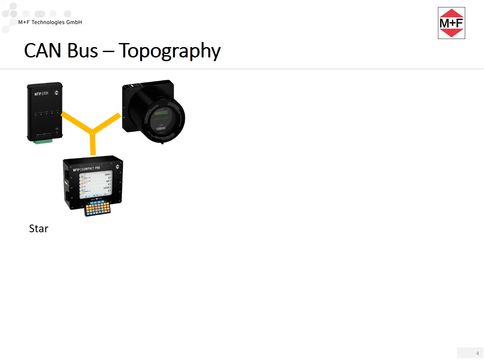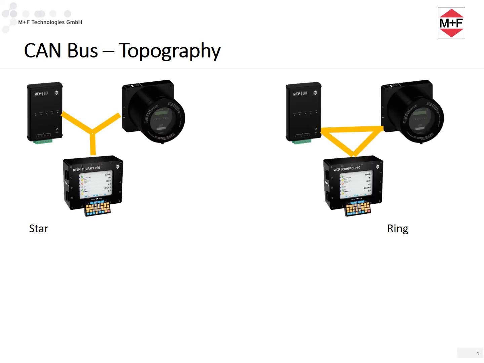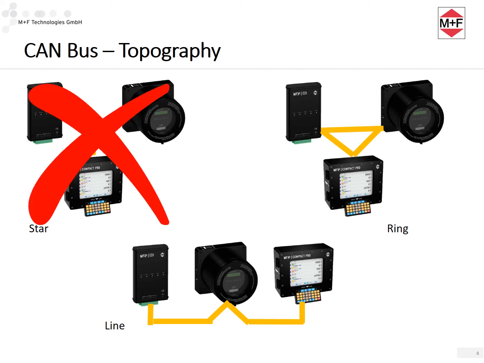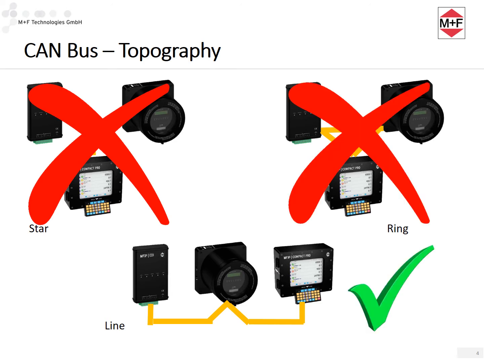On the loading side, the CAN bus cable can connect the MFX4 devices in various arrangements. A star connection is possible as well as a ring and a line connection. For signaling reasons, only the line connection is permitted here. The cable shield must be grounded additionally.